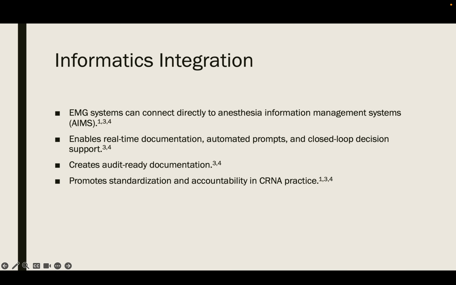Integration with AIMS enables the automatic logging of train of 4 ratios, providing accurate timestamp records of the train of 4 ratios and reversal data. This creates audit-ready documentation that supports interoperability and continuous quality improvement. It also supports decision making and ensures consistent care across providers and facilities, which enhances patient safety.